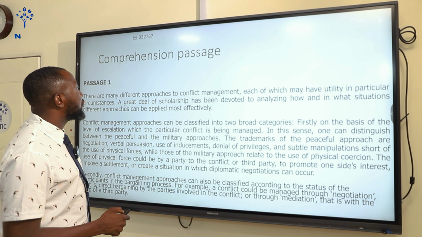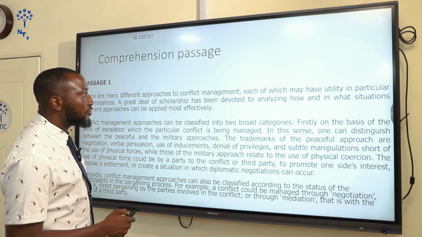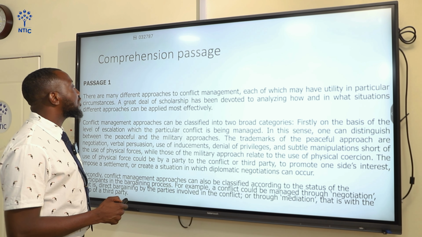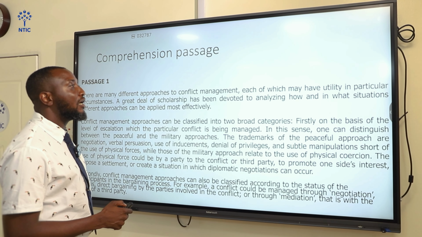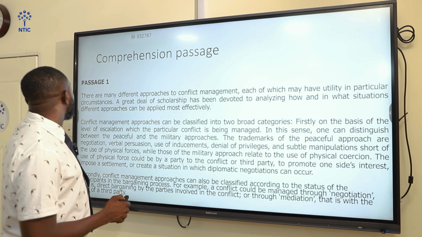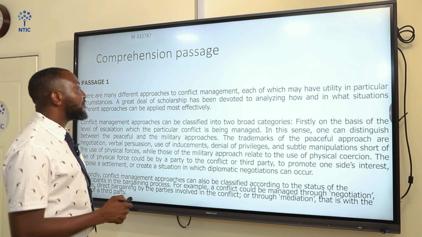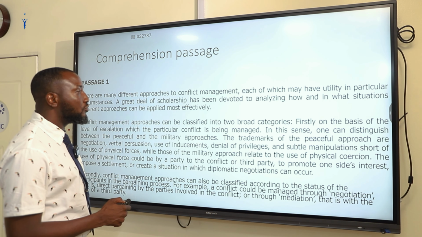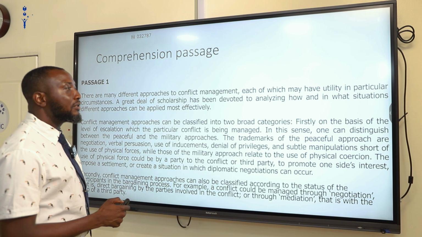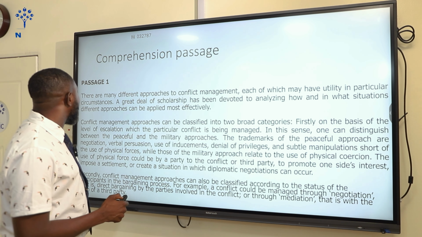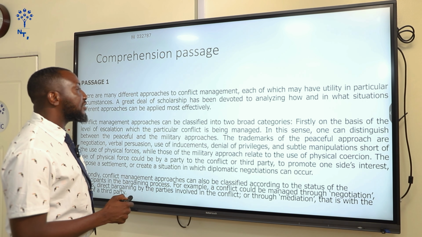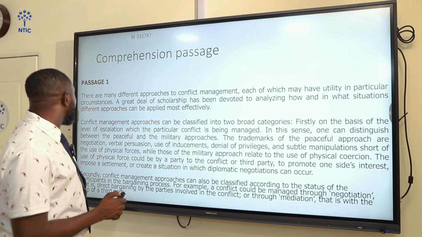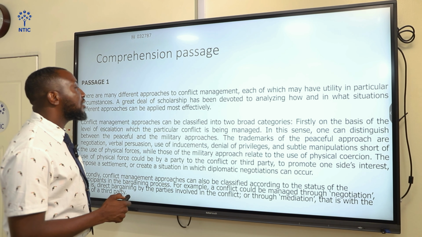There are many different approaches to conflict management, each of which may have utility in particular circumstances. A great deal of scholarship has been devoted to analyzing how and in what situations different approaches can be applied most effectively. Conflict management approaches can be classified into two broad categories. Firstly, on the basis of the level of escalation at which the particular conflict is being managed. In this sense, one can distinguish between the peaceful and the military approaches.